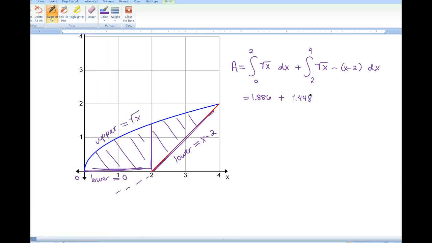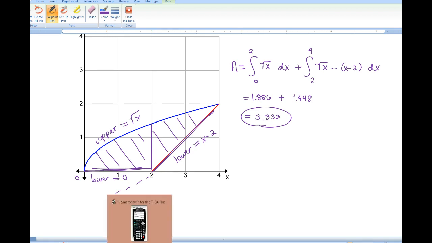Always, in this entire chapter, as in all calculus, unless I specify otherwise, 3 decimal places. 3.333. Okay, that's all right. If you use the exact answers, or if you stored them, then your answer might be a little bit different. That's fine. Good.